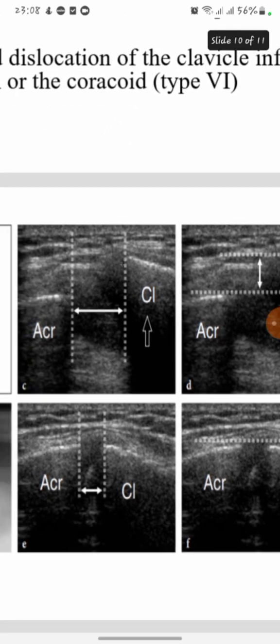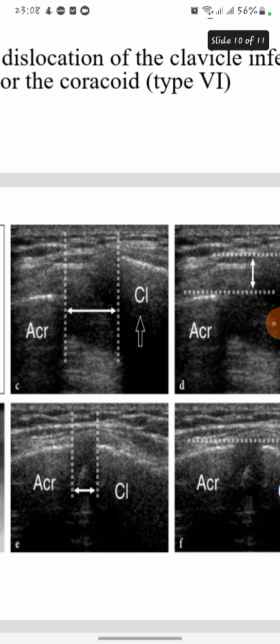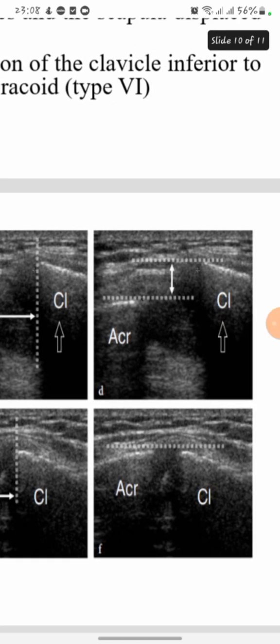acromioclavicular joint. And here in the bottom image labeled E, we can see the normal and affected side, the width between the acromion and the clavicle, and here the acromion and clavicle are in the same position, not displaced like the image in the upper part labeled D.